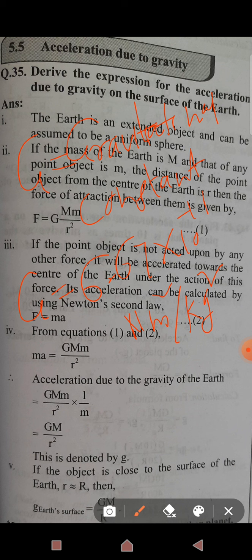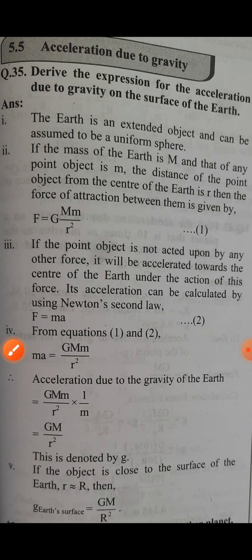Friends, in this equation, we are going to derive the relation between the small g and capital G. So, small g is the acceleration due to gravity, and capital G is the gravitational constant. We are going to obtain the relation between both. So the question is, derive an expression for acceleration due to gravity on the surface of the earth. Friends, I have given this answer in the format of question and answer so that it will be very easy for you to make the notes.